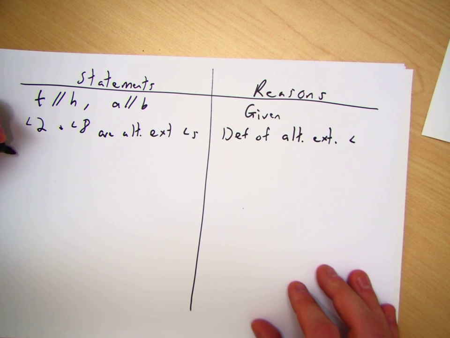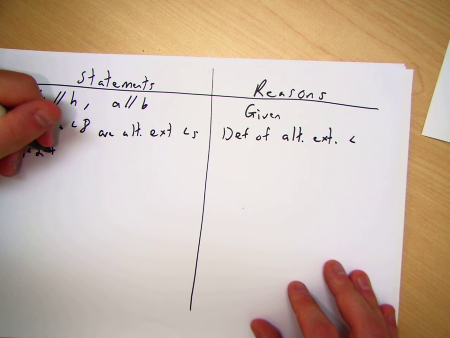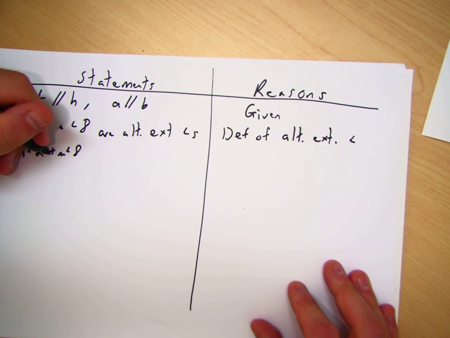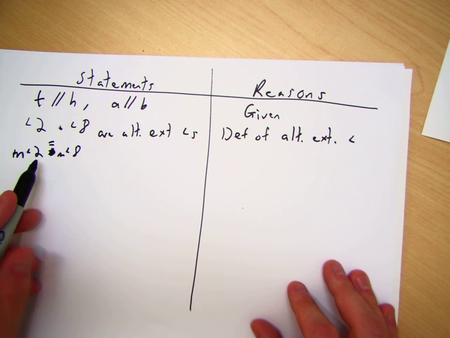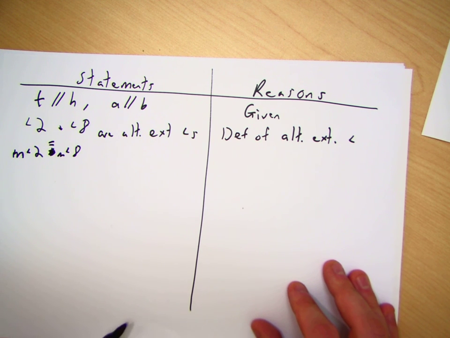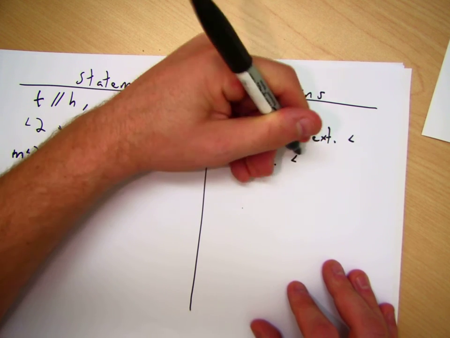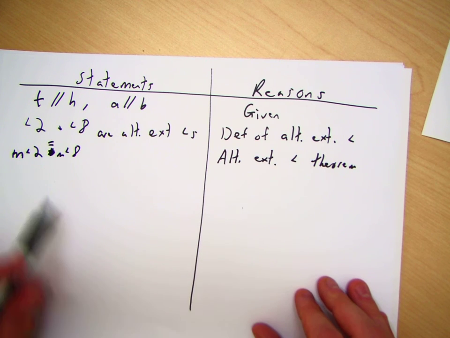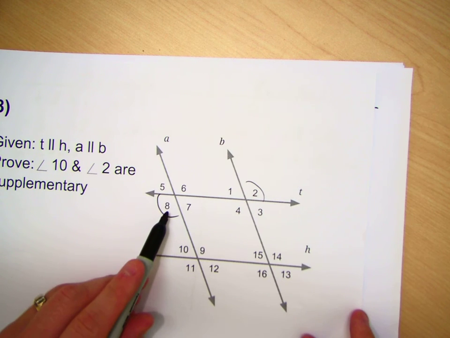Once I do that, I can say here that the measurement of angle 2 and the measurement of angle 8 are equal to each other. And the reason is the alternate exterior angle theorem. So now I've proven these are the same. Now I've shown that 2 is the same as 8.